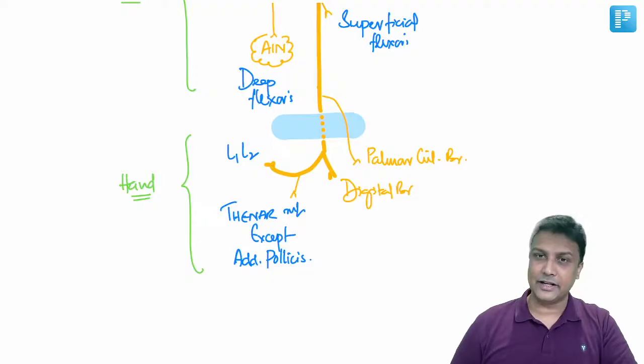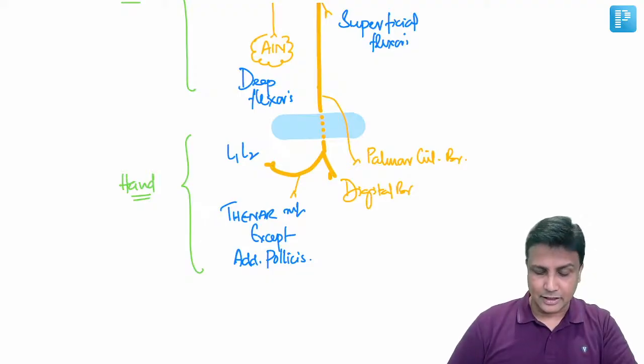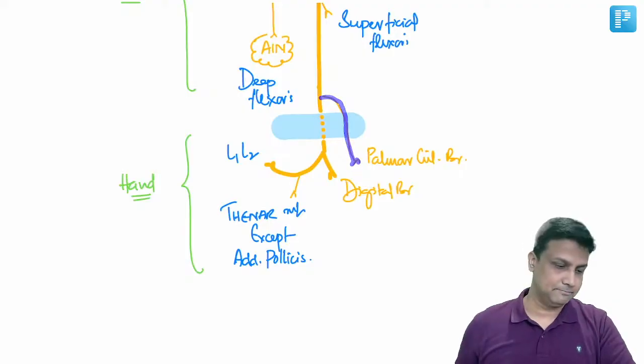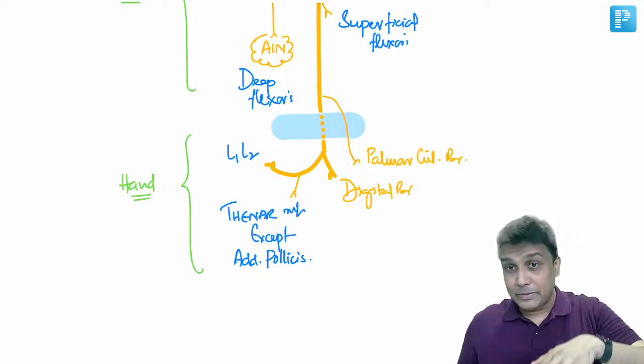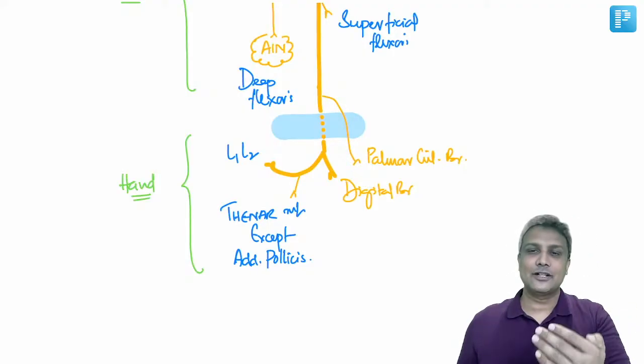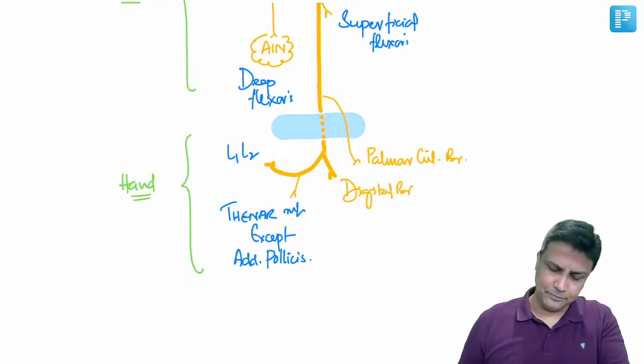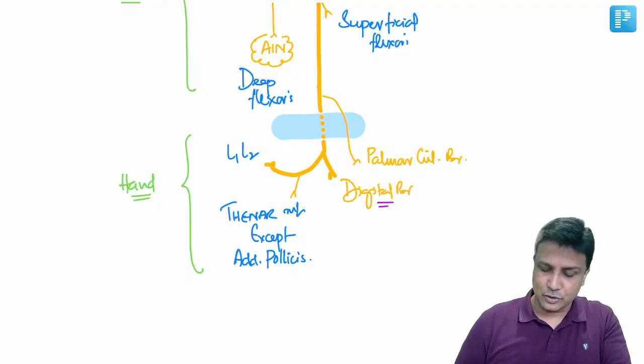So please be very careful. Palmar cutaneous branch is a branch of median nerve only, but that is going to come above the flexor retinaculum. Median nerve is actually going beneath the flexor retinaculum, but palmar cutaneous branch is going to come above the flexor retinaculum.